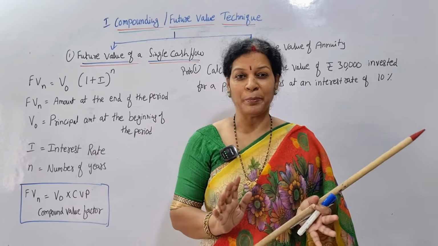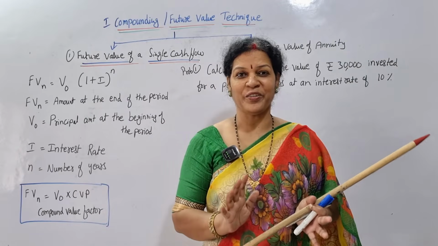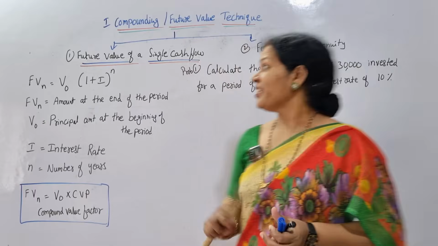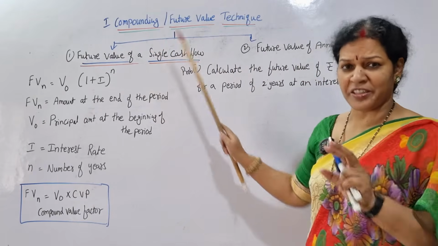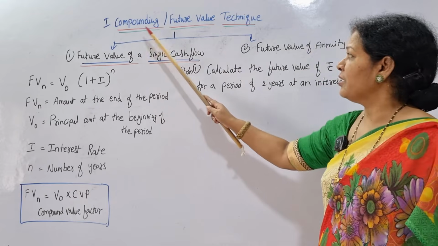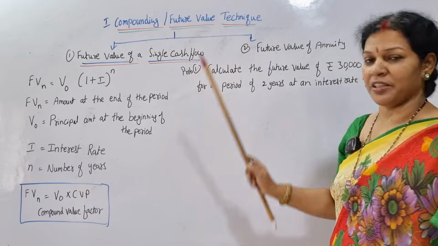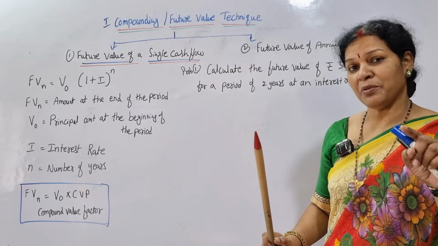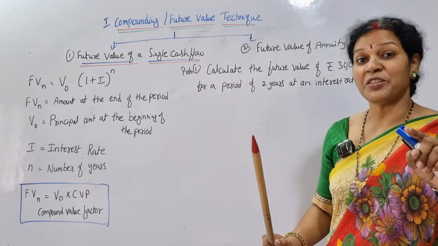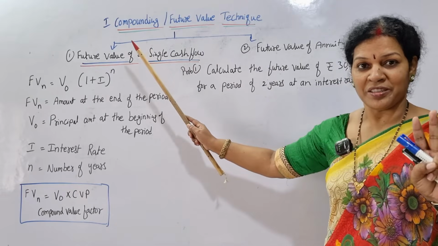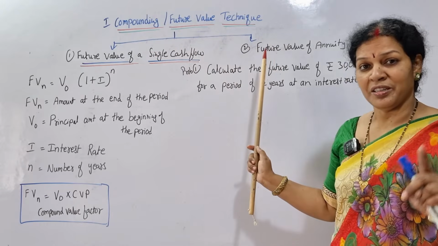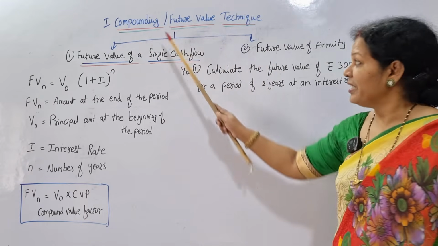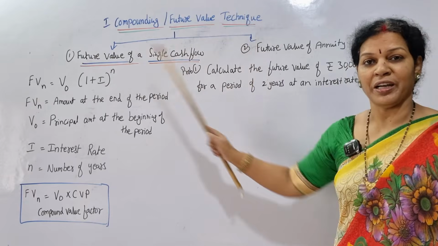So today we'll see practical problems of time value of money. Two methods are there, you know that. Just a recap of the previous class. The first method is the compounding future value technique, which we'll see today. The second method is the discounting present value method. In the compounding future value method, we have two methods.